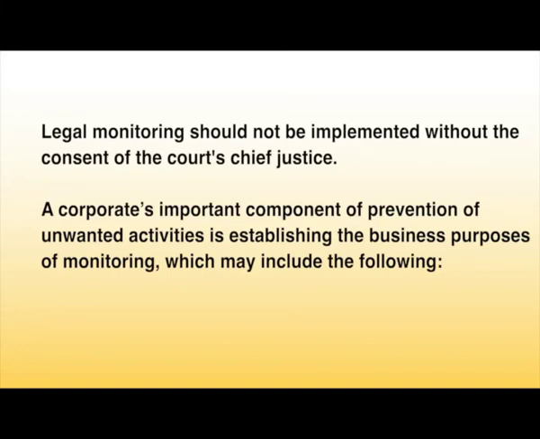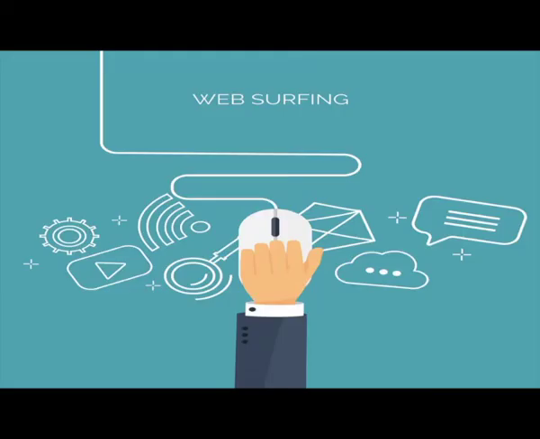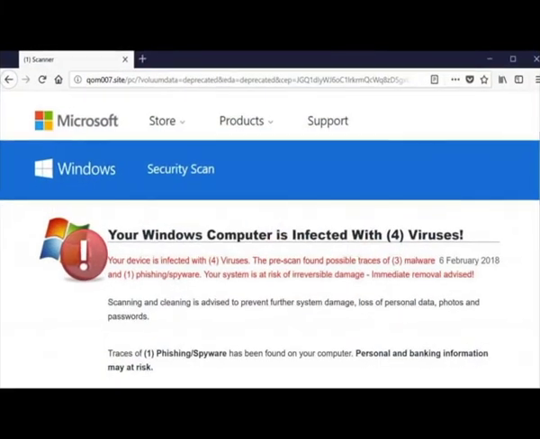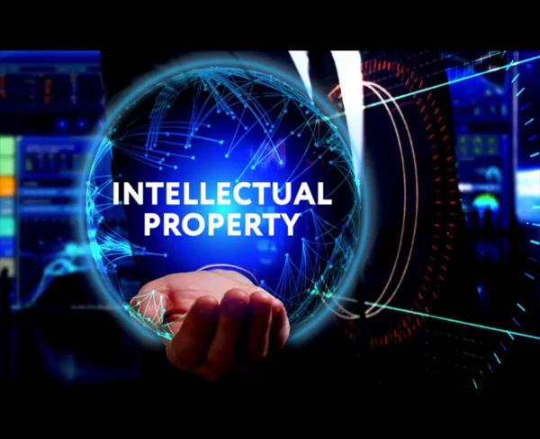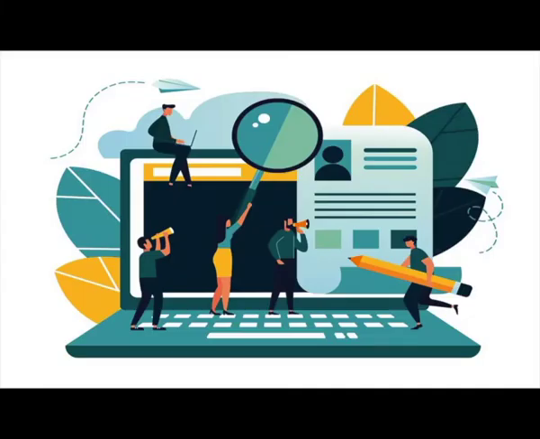An important component of a corporation's prevention of unwanted activities is establishing the business purposes of monitoring, which may include the following. Companies can prevent misuse of resources by discouraging unwanted personal activities of employees, such as online shopping or web surfing during company time. It is used to monitor employee performance. Federal legislation requires organizations to protect personal information, which might also help detect unlawful appropriation of personal information and potential scams or viruses. The protection of intellectual property, trade secrets and business strategies is a main concern. Hence, monitoring employee actions plays a significant role in safeguarding the company's assets.